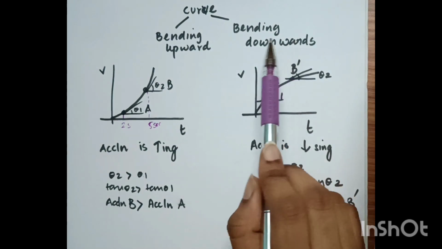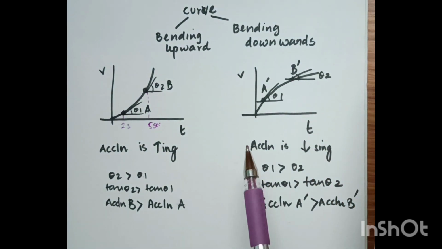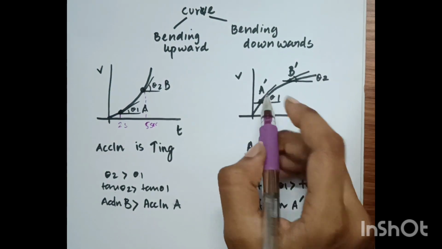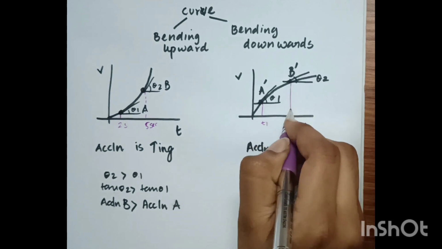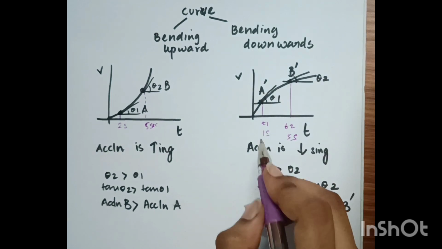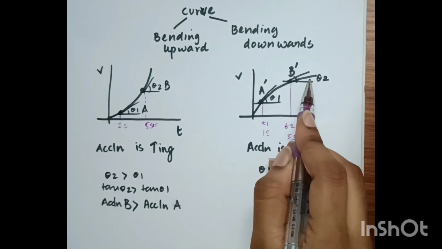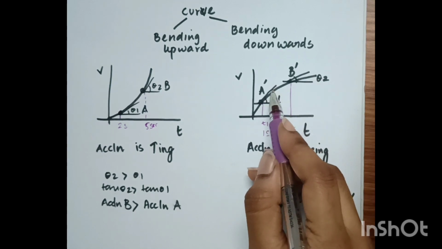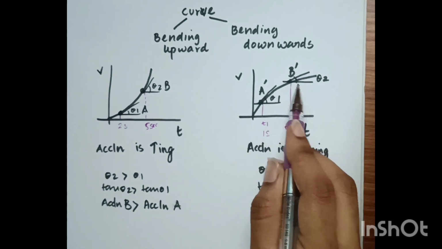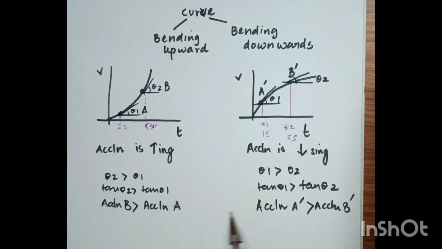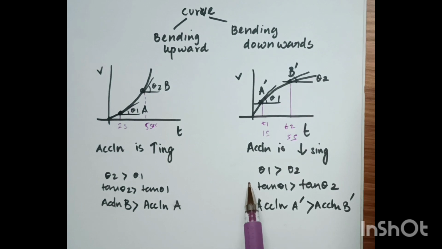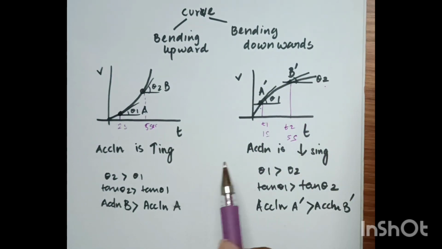Let us understand this graph. If the curve is bending downwards, let us see this one. Let us take this to be t1 and let us take this point at t2, or 1 second, 5 seconds. At this point it is theta 1 and at this point it is theta 2. It is nothing but the tangent drawn. So here also we have taken the tangent drawn to this curve and we are taking the time axis. From this graph also we can very well see theta 1 is greater than theta 2, tan theta 1 is greater than tan theta 2.